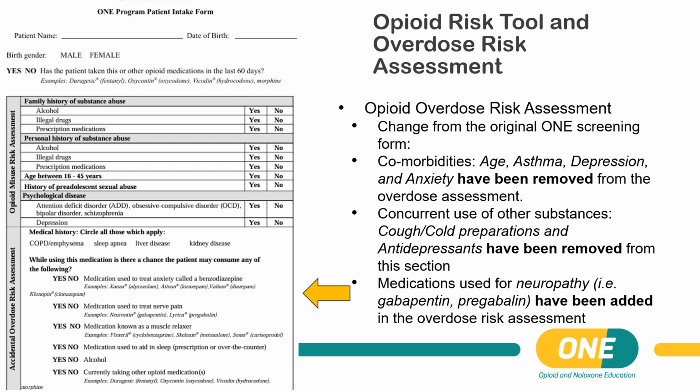Age, asthma, depression, and anxiety have been removed from the accidental opioid overdose assessment due to the low strength of association with opioid overdose when concurrently used with an opioid medication. In addition, cough and cold preparations and the use of antidepressants have also been removed for the same concern of newer evidence pointing to a lower level of association between opioid use and opioid-induced respiratory depression.